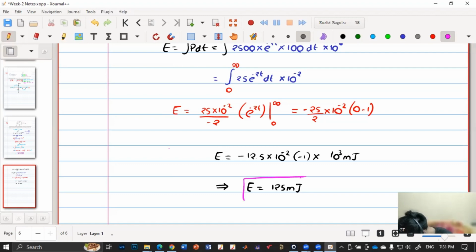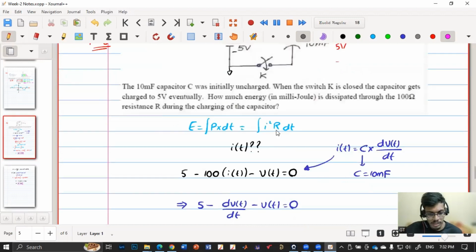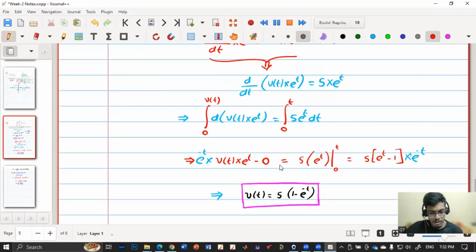So did you understand this last part, the calculation? I have integrated I squared R dt over a time period from 0 to infinity. Why did I do that? Because they have said find the energy dissipated in the resistor until the time the capacitor reaches 5 volts. The capacitor will reach 5 volts at infinity. So we have to calculate the energy dissipated in the resistor during this infinite time, and the circuit started at t equals 0 and ended at infinity. So I integrated from 0 to infinity, and they have asked the answer in millijoules, so I have calculated in millijoules. I got my answer, 125 millijoules.